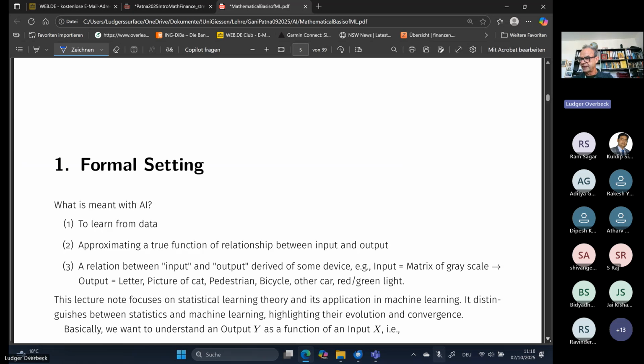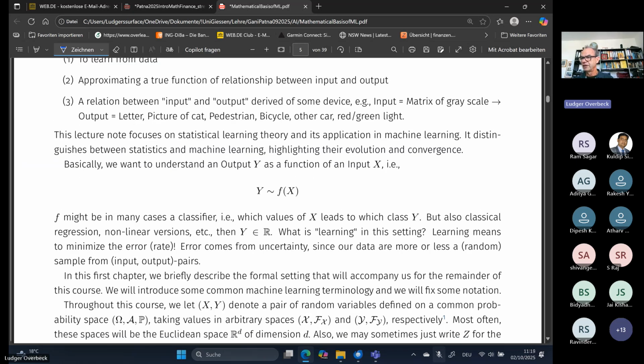So what we want to learn from data. We want to approximate a true function which relates input to output by data. This means we have input, like the pictures, which is a vector in a high-dimensional vector space. That's R to the power 1 million pixels. And each of the pixels is a grayscale. And you want to transfer this vector into a typical example. I don't know what in your country is a typical example. It's a cat or it's not a cat. Cat or not cat.